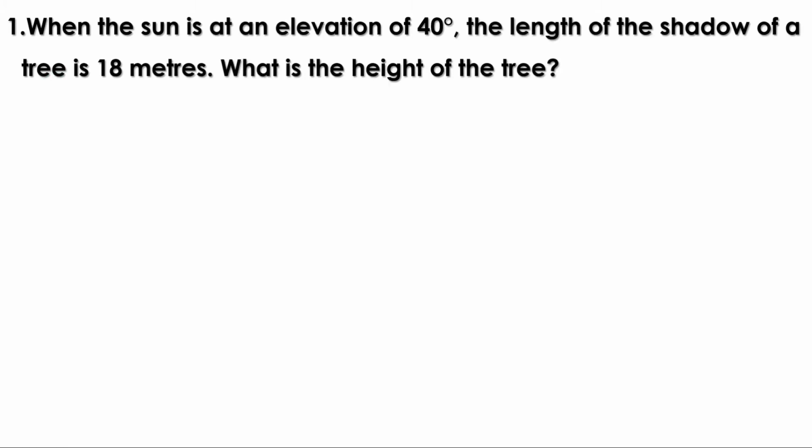When the sun is at an elevation of 40 degree, the length of the shadow of a tree is 18 meters. What is the height of the tree? There is a tree, and when the sun is seen at an elevation of 40 degree, the length of the shadow is 18 meters. We have to find the height of the tree.